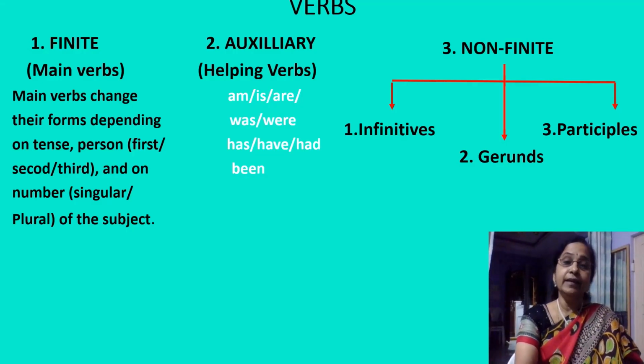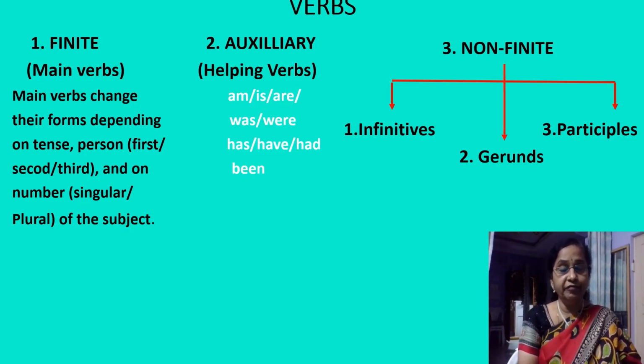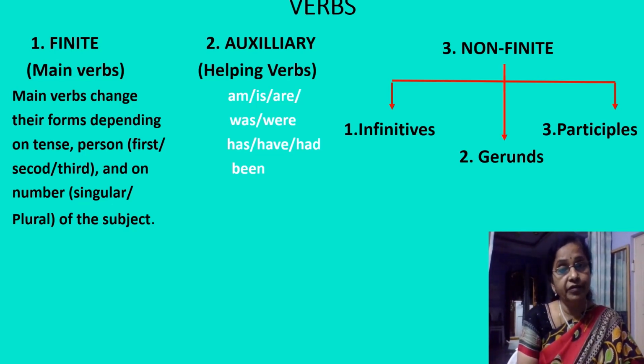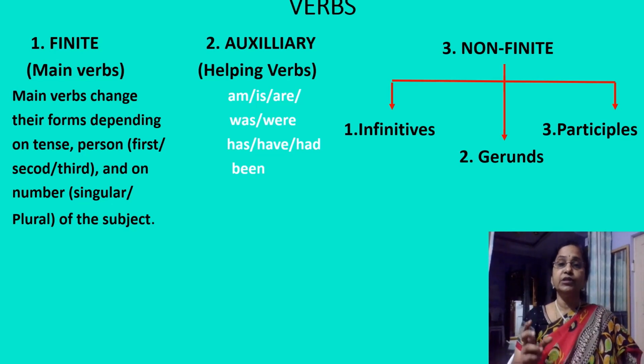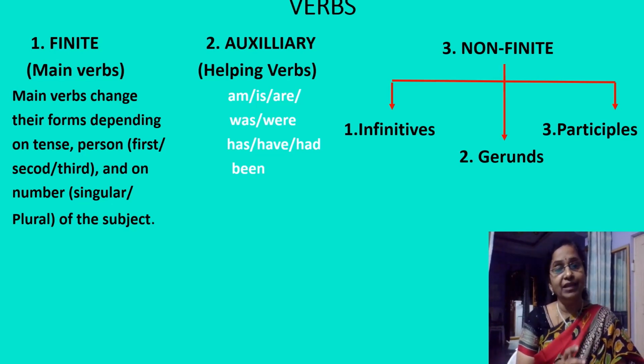Yeah, last time, if you remember, we talked about the verbs, and there are three types of verbs: finite verbs, auxiliary verbs, and non-finite verbs. And as I already explained to you, finite verbs are the main verbs and they are affected by the tenses. They keep on changing with the tenses and the persons, whether the subject is first person or second person, and then the number of the subject, whether it is singular or plural. So all these things affect the main verbs, whereas the auxiliary verbs and the non-finite verbs are not affected by any kind of tenses or anything.